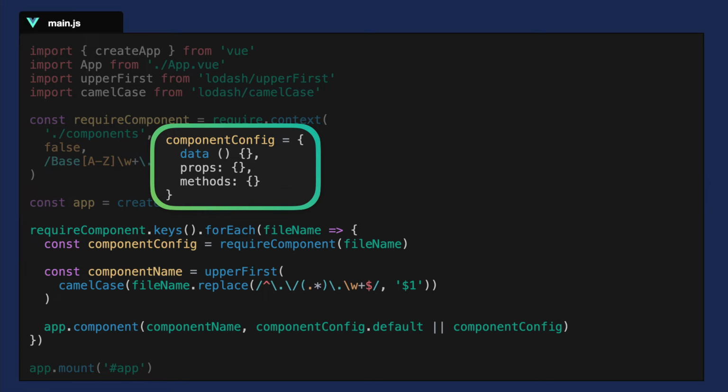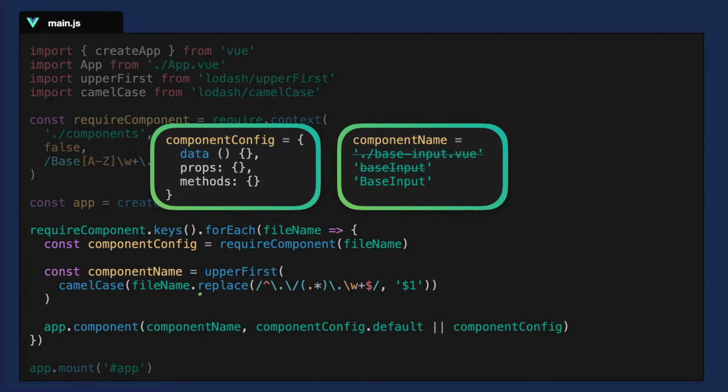Next, we will use Lodash's upperFirst and camelCase functions along with a regular expression to parse our file names. The regular expression here will strip anything before the component name and the extension, leaving us with just the name of the component, base input. As you can see in the example above, even this ./base-input.vue will get parsed into base-input. The regular expression here will strip anything before the component name and the extension.